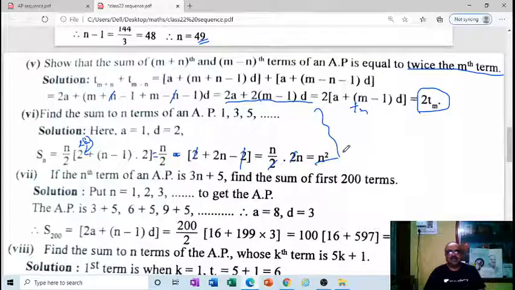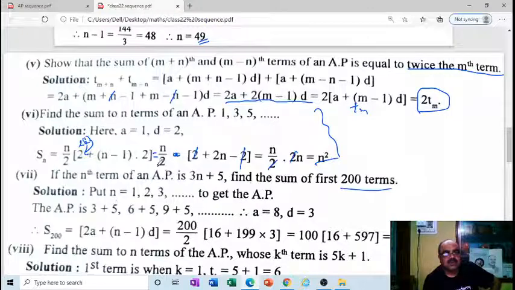Fine. Next. If the nth term of an AP is 3n plus 5, find the sum of 200 terms. Find the sum of first 200 terms. n is equal to 1, 2, 3, and it is taken in AP. Correct?